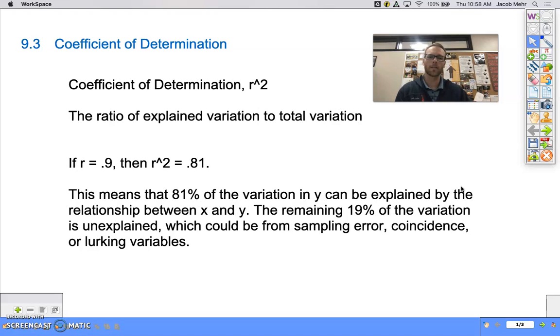And then on the other side of it, the complement, we've got 19% of the variation in y that is unexplained, and that could be from sampling error, just randomness, coincidence, or some lurking variables, which we've talked about in the past. So in this video I'm going to look back at two examples that we've already done before, but now we're going to talk about the coefficient of determination.